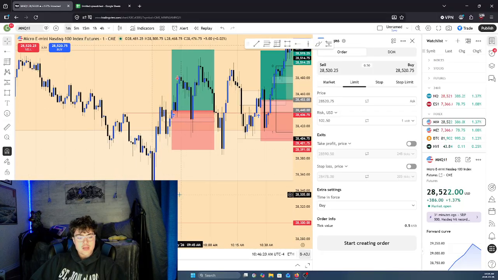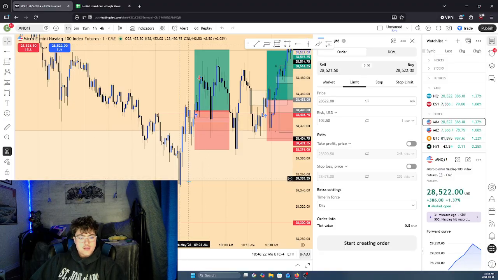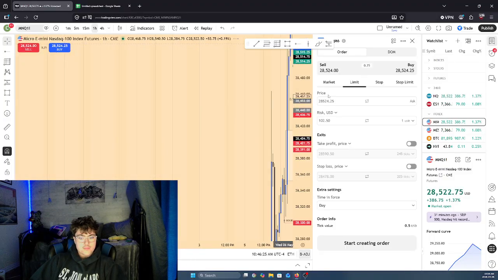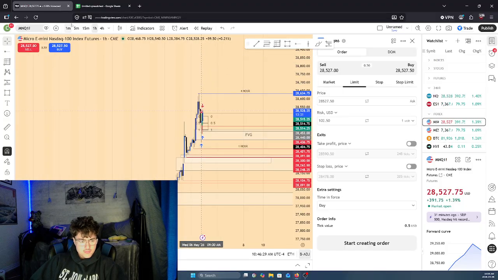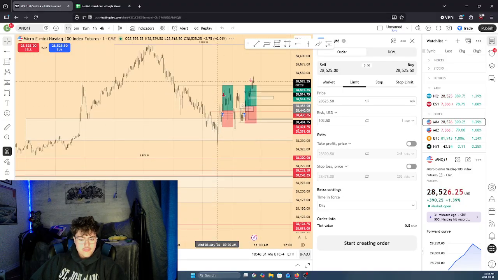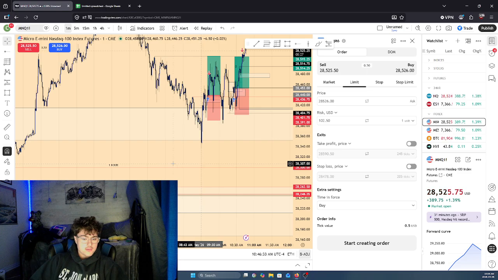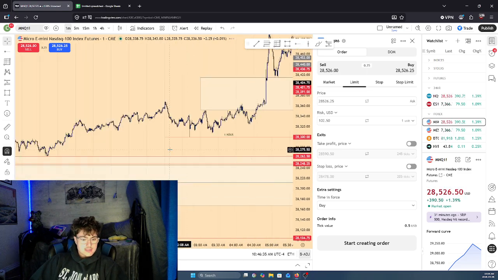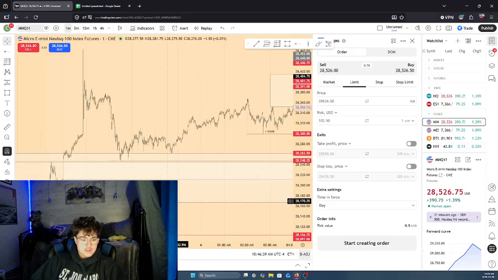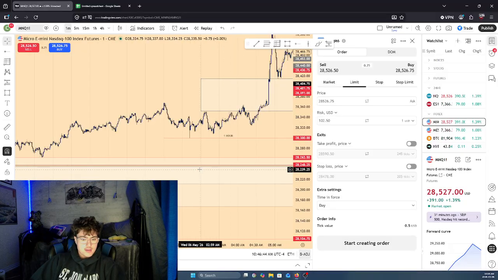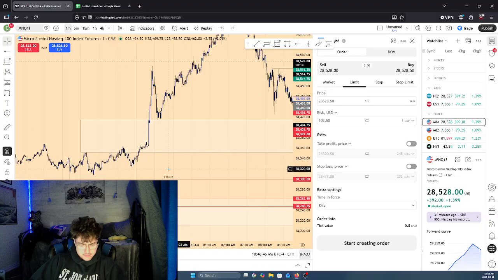Market open, we came down, swept liquidity to the downside. We're obviously bullish, but I did have shorts in mind on NQ. We had this new day opening gap here, this white box. This bigger white box is a 4-hour fair value gap, and then 1-hour lows here.